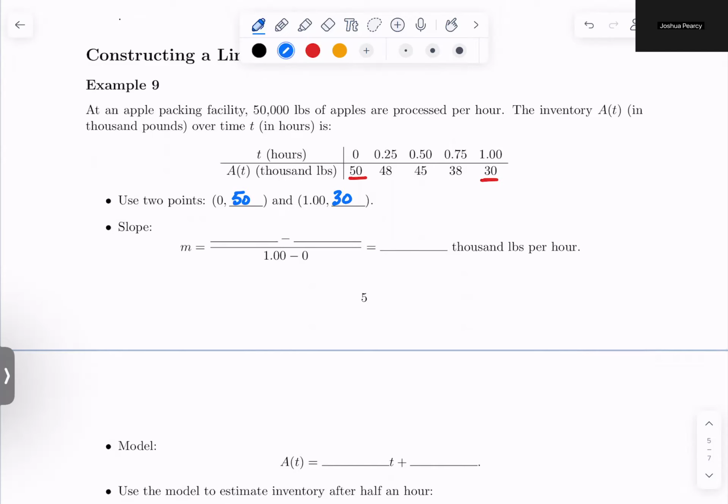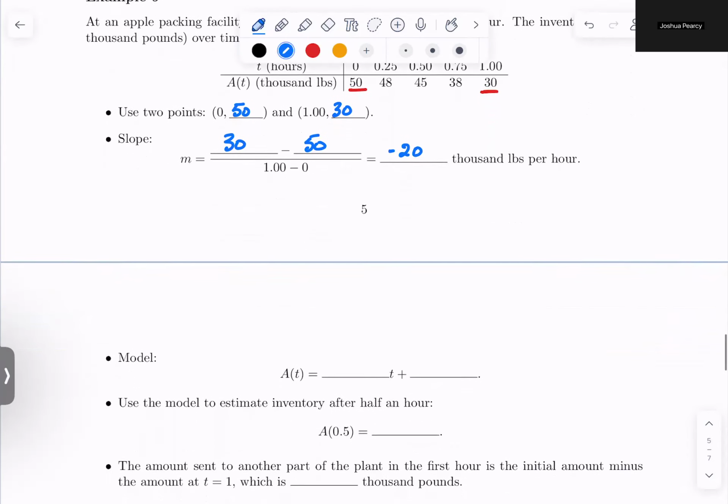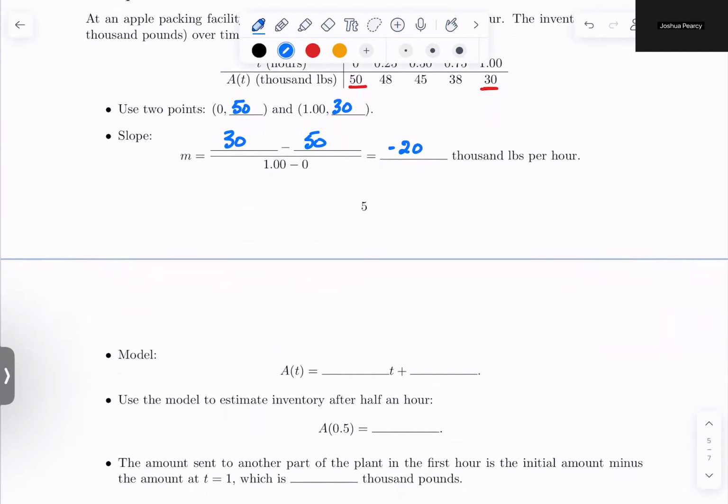So to do that, we're going to look at the change in y values. So our ending y value is 30. Our starting is 50. And then we have our change in x values down below. Whenever I simplify this, this is negative 20. So negative 20,000 pounds per hour. So now we know the slope, right? The slope is negative 20. So that's the piece that's going to go right here in the model.